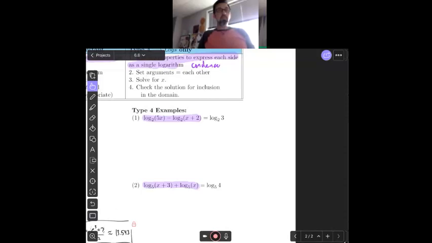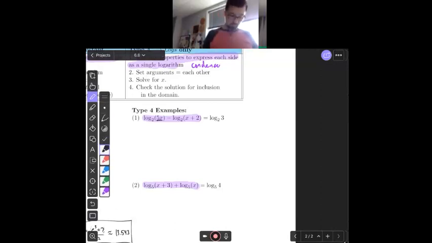All right, type 4. So we have logs on both sides, which is fine, but we don't want multiple logs on the same side, so we're going to condense those. If addition came from multiplication, then subtraction comes from division. So we're going to take log base 2. It always just gives you the same log base back of 5x over x plus 2 equals log base 2 of 3. I can always put parentheses around those.